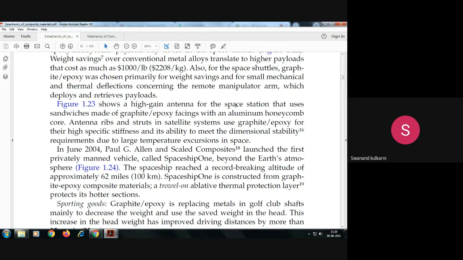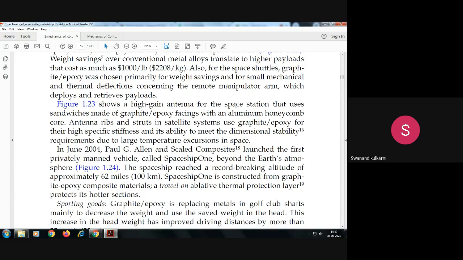In the case of sandwich composites, the two terminologies core and facing are used. The core is the internal part and the facing is the surface part. By combining this core and facing, the composite material is developed. Is it okay? So a sandwich made of graphite epoxy facing with an aluminum honeycomb core is used.